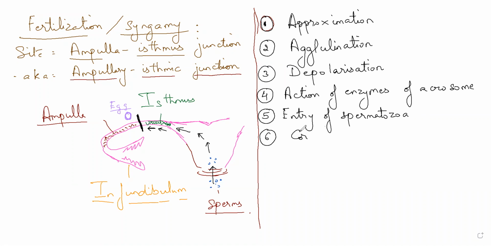Cortical reaction. The action of enzymes of the acrosome can be written as acrosomal reaction. What can we write this as? Acrosomal reaction. Right. Depolarization, acrosomal reaction, entry of the spermatozoa, cortical reaction.